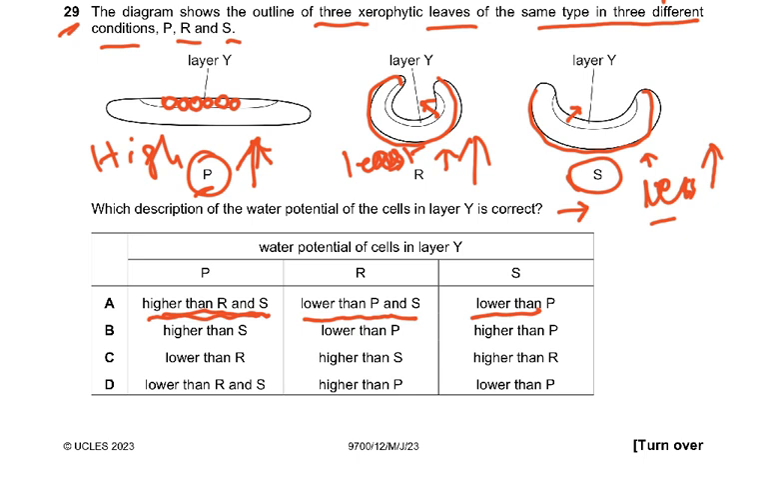So you have to understand we are talking of the cells in layer Y, and the fact that they have lost water. Layer Y is fully turgid in P. So it has really got a lot of water in it, so it is higher than R and S.